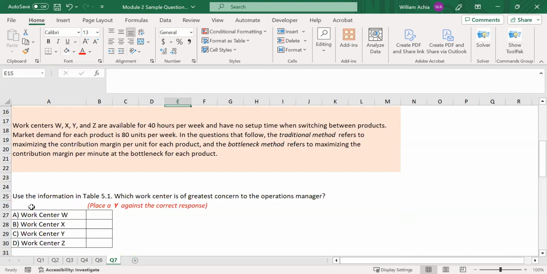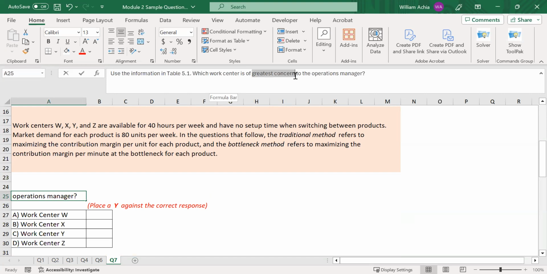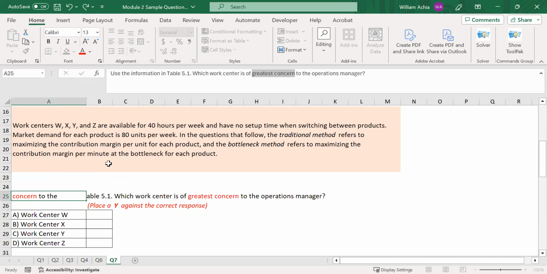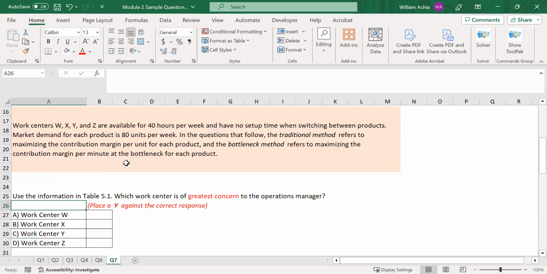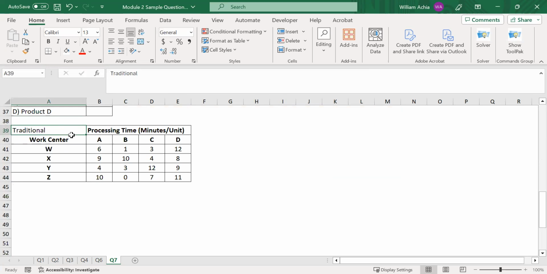Okay. So using the information above, which workstation is of greatest concern? Okay, so this question here is asking us what is of greatest concern. In your mind, that should translate to which workstation is your bottleneck. So let's go ahead and figure out what station is the bottleneck. And I'm going to take this data and I'm just going to paste it down here.